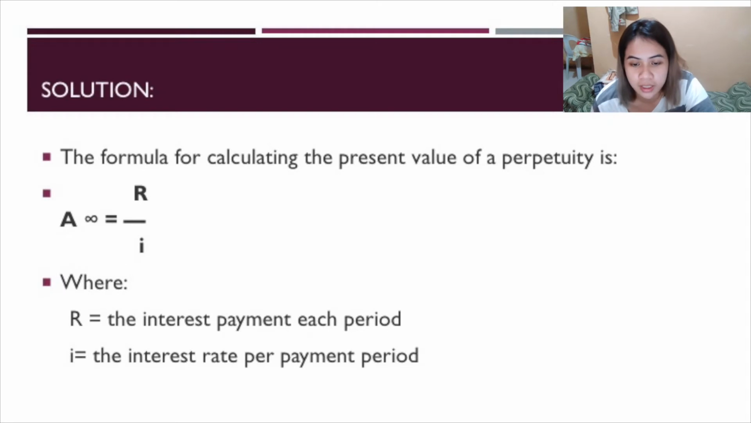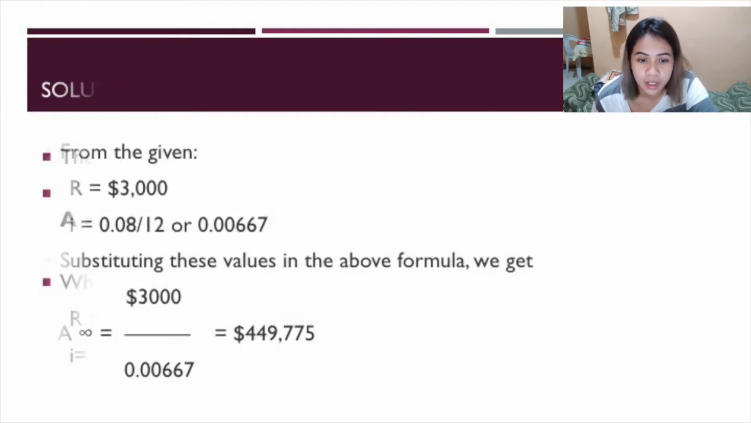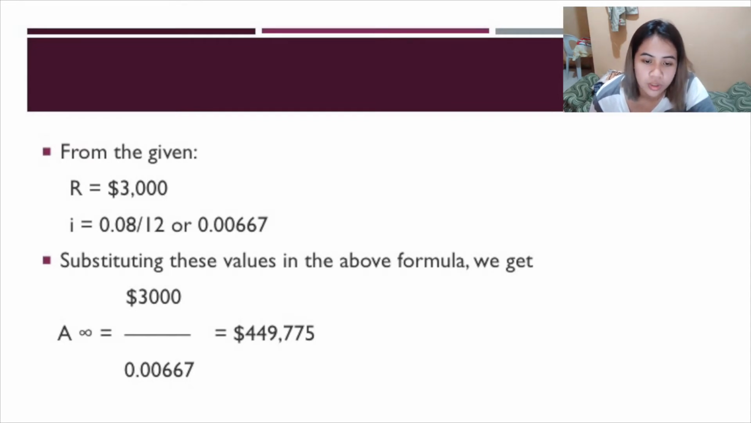The formula for calculating the present value of a perpetuity is A = R/i, where R is the interest payment each period and i is the interest rate per payment period. From the given of our problem, R is $3,000 and i is 0.08 over 12, which equals 0.00667. We will then substitute these values in the formula. It will go like $3,000 over 0.00667, and it will equal $449,775.